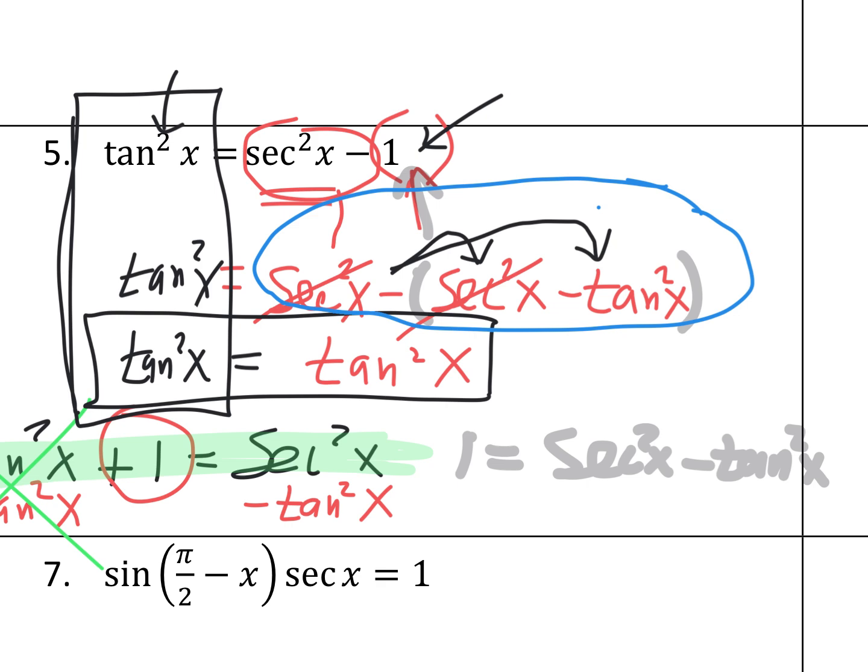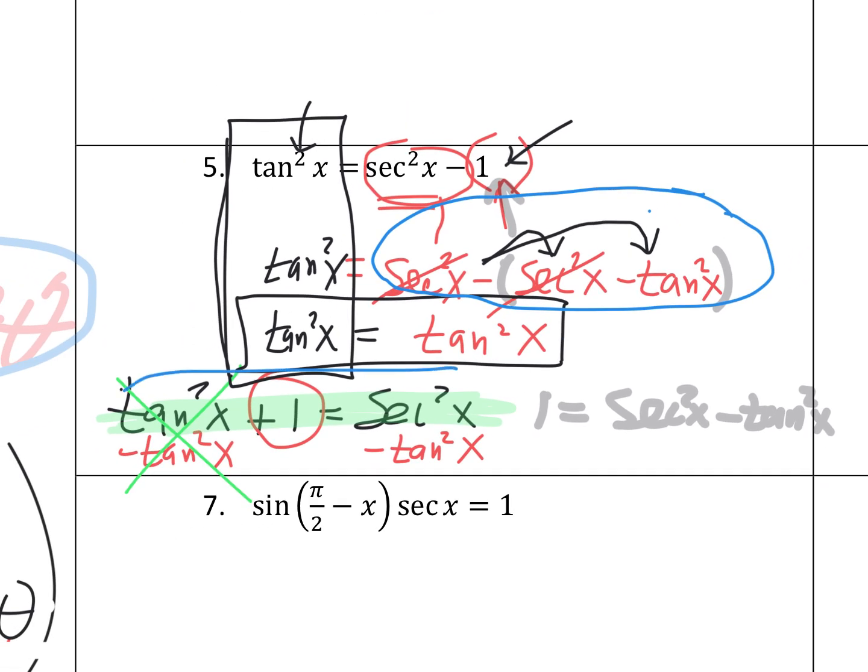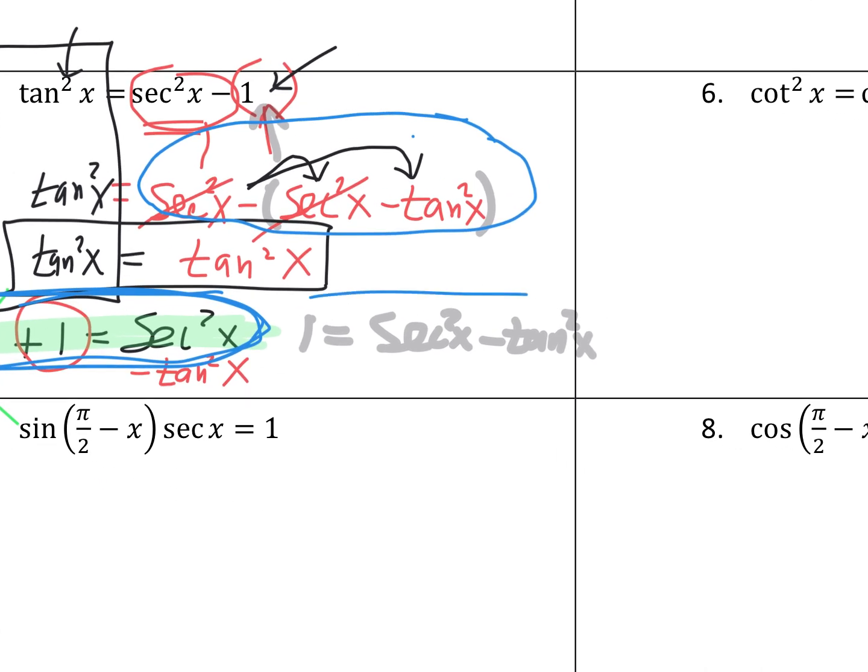So what did I do? I went to my sheet, found something that involved what I needed. I needed a 1 to be associated with a tangent, and then I rearranged that thing. That is huge. It's going to happen on your test. You have to be able to do that. So we're going to stop for just a minute. We're going to go out to just look at that.